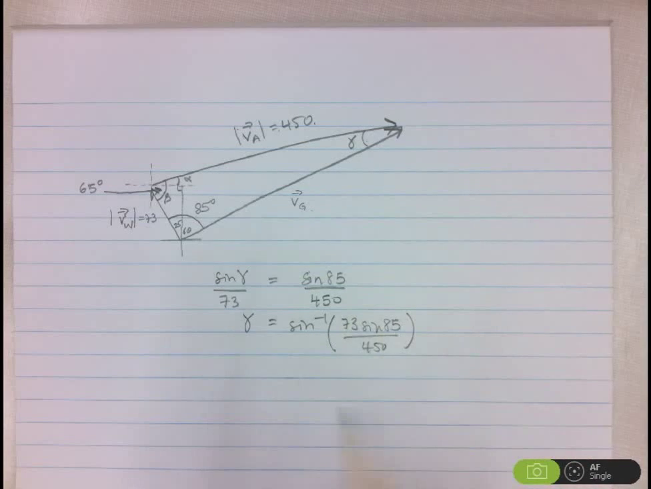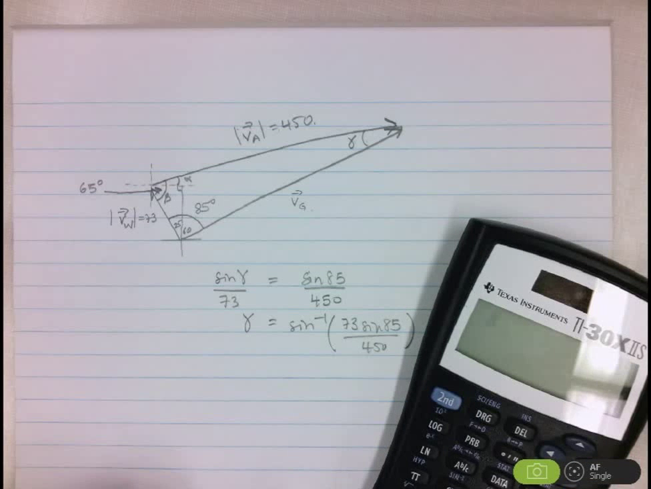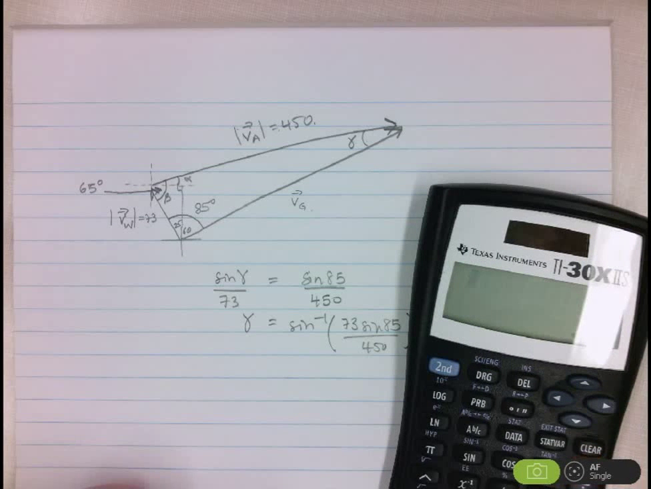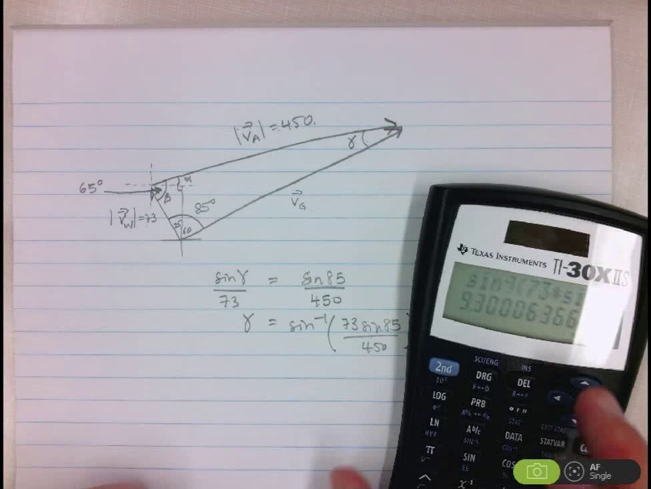Okay, so let's calculate that quickly here. Make sure you're doing it correctly on your calculator. So sine inverse of 73 times sine 85, close the bracket there, divided by 450, and we've got 9.3 degrees.